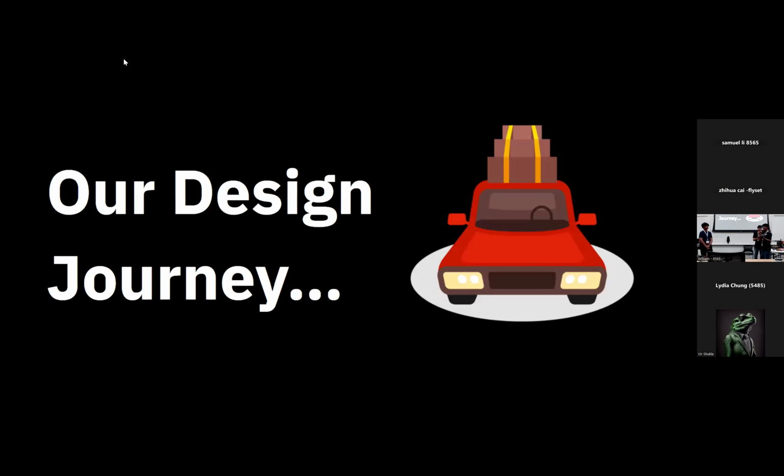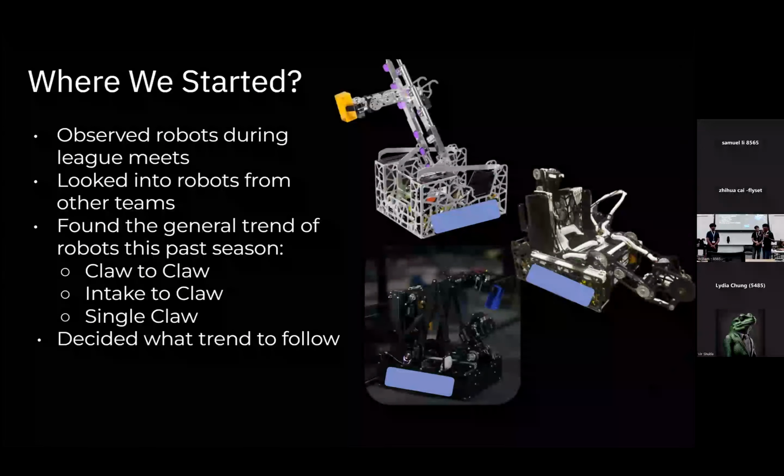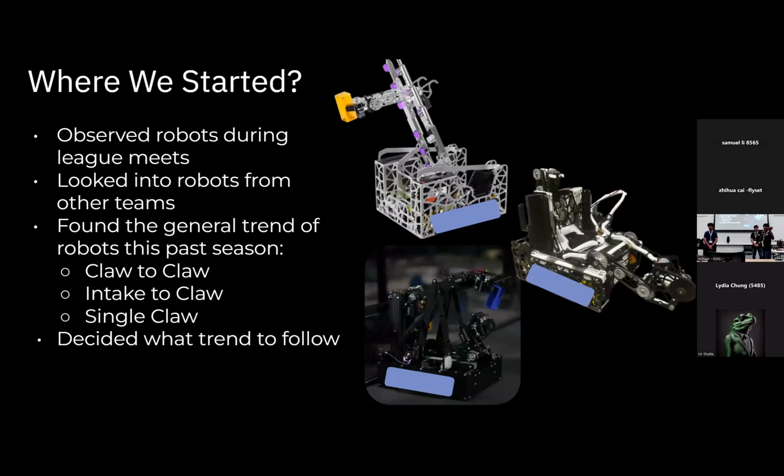And we're going to talk about our design journey as a team. So where did we start? We started off observing different robots at different competitions and seeing where they're performing best, because we can always improve on them by looking at others, right? So we have different general trends on the different competitions, lots of claw to claw, intake to claw, and single claw.